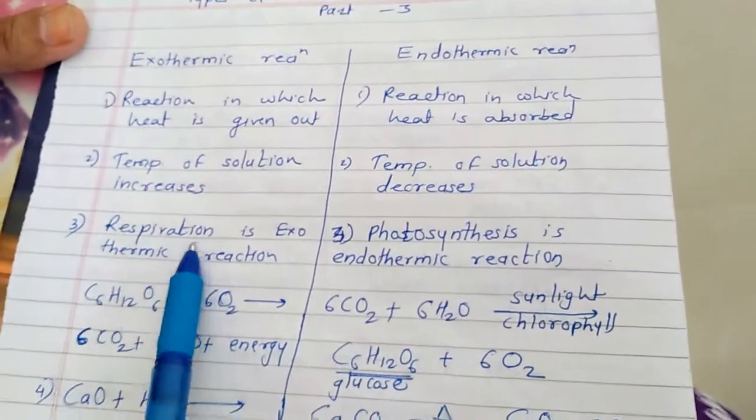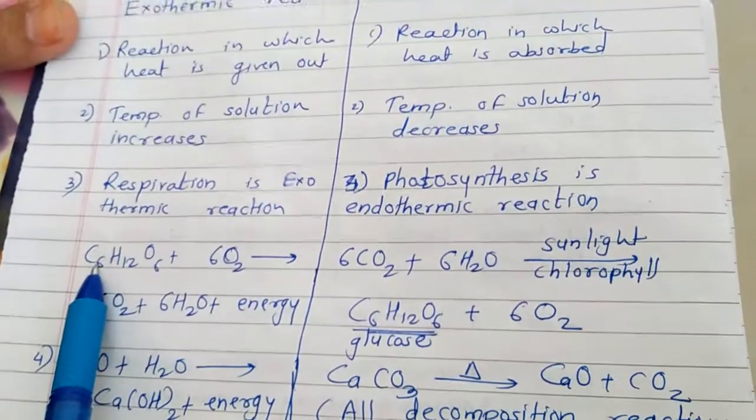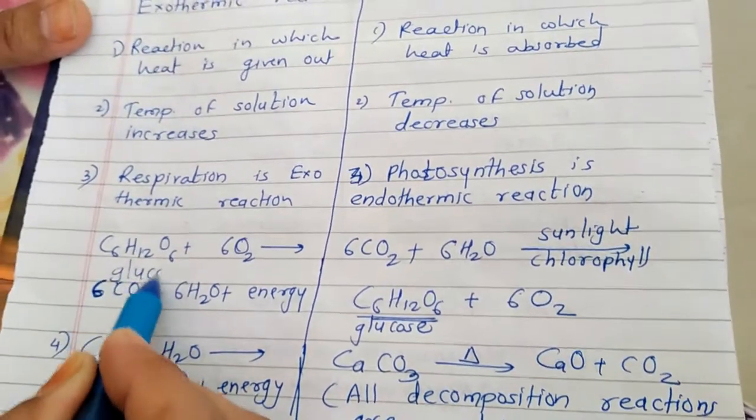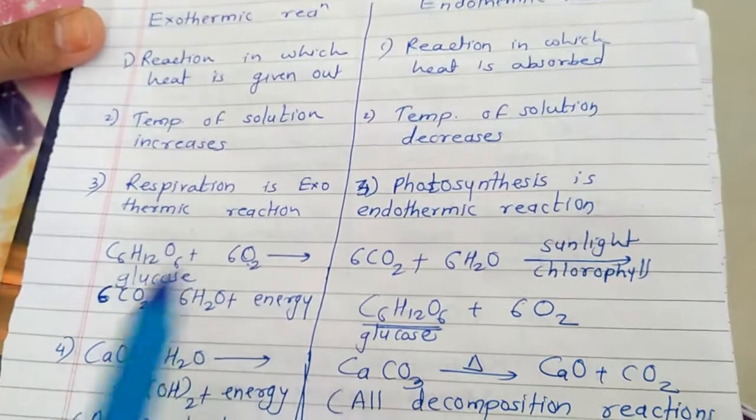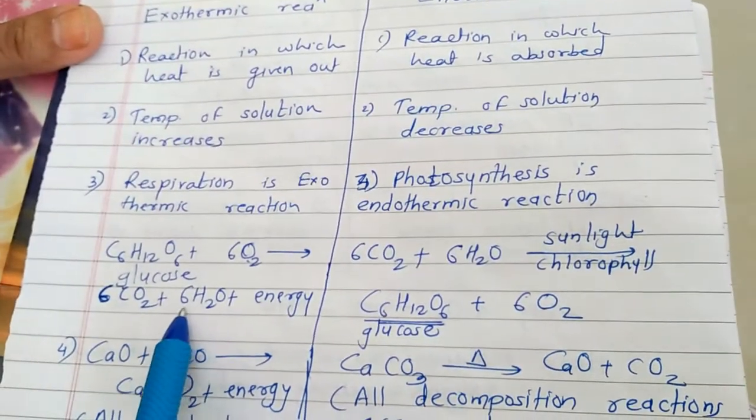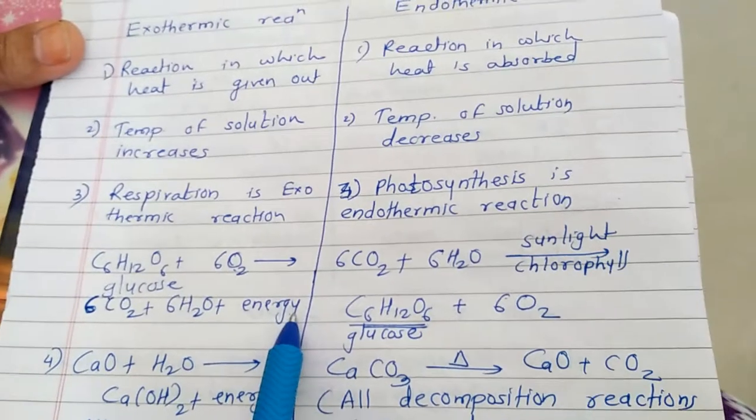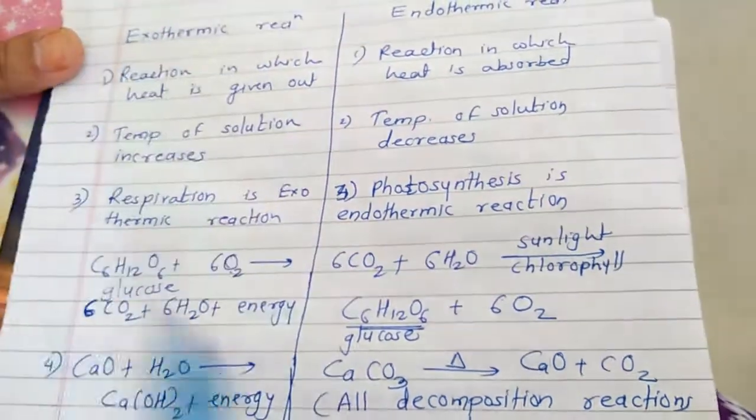So in the respiration reaction, here we have C6H12O6, it is glucose. So glucose reacts with oxygen to give carbon dioxide, water and energy. In this reaction energy is given out. So it is an exothermic reaction.